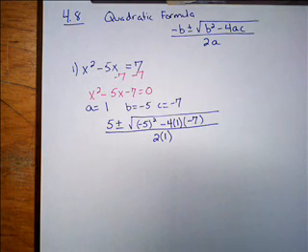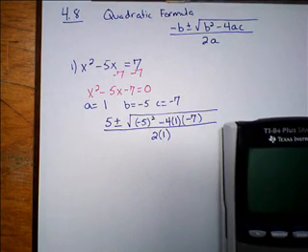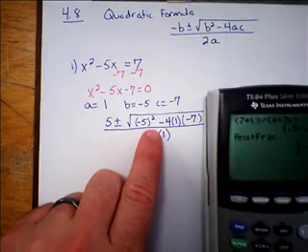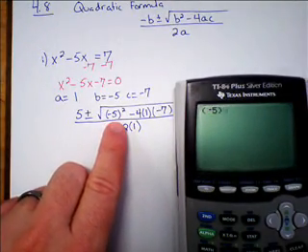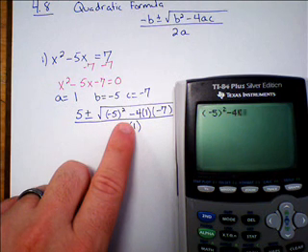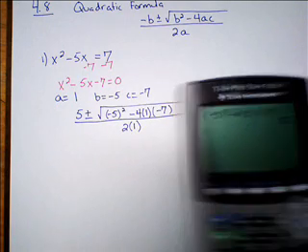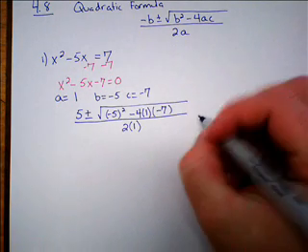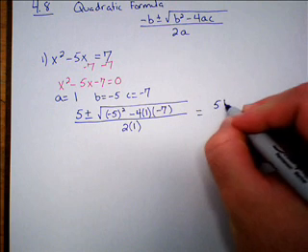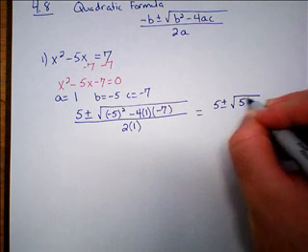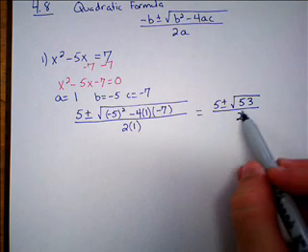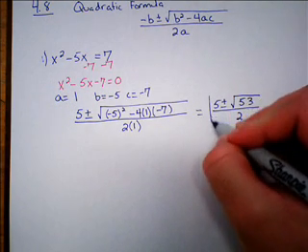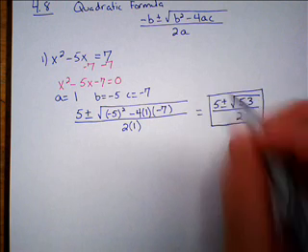From there, you got the hard part done. Just stick what's underneath the square root in the calculator, and be sure you put the parentheses around the negative 5 when you're squaring it. Minus 4 times 1 times negative 7, and you get 53. So it's equal to 5 plus or minus square root of 53 over 2. And you can check, but 53 will not reduce anything. So this is your answer.